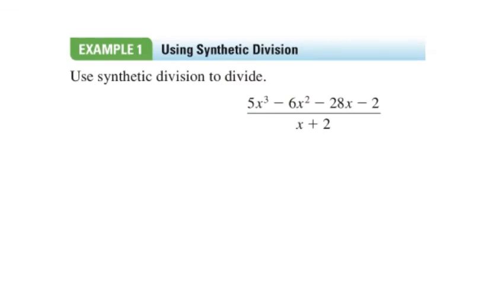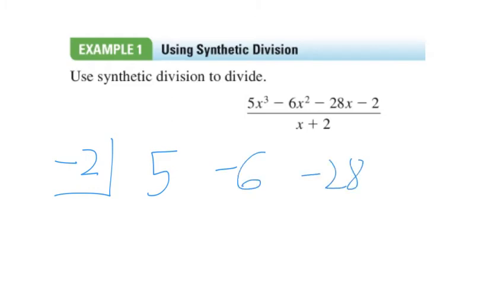So, we're going to use synthetic division to divide this polynomial. Okay, if you set x plus 2 equal to 0 and solve for it, you'll get that x is equal to negative 2. So now we write our coefficients. Our coefficient for x to the third is 5. Next coefficient is negative 6, then negative 28, and then minus 2.